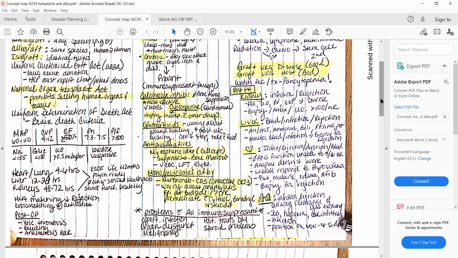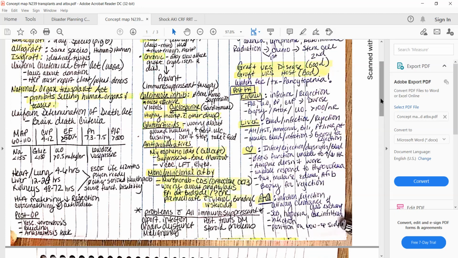So heart and lung, 4 to 6 hours, liver, 12 to 24, kidneys, 48 to 72. The HLA matching decreases rejection, cross matching decreases antibodies. So very important, right? We're doing so much better at matching patients, so we have decreased rejection. Estimated length of life is usually less than 12 months to be the recipient. They have to be psychologically ready. They have to have no other serious health problems. And they must not have severe functional disability. That's a qualification to be the recipient.